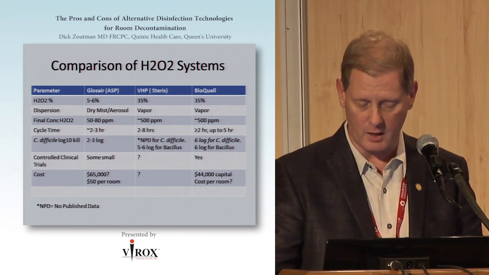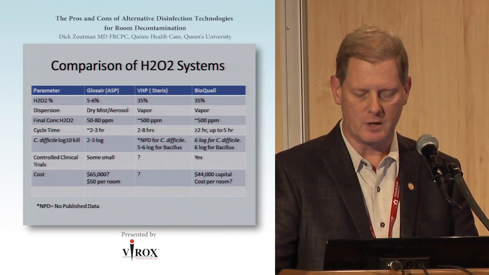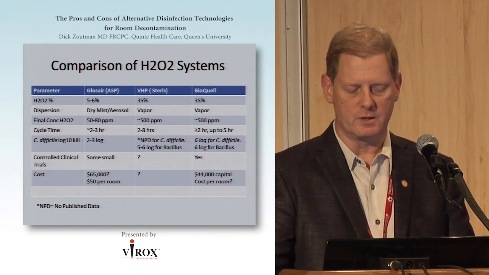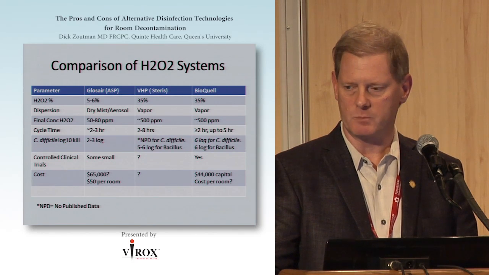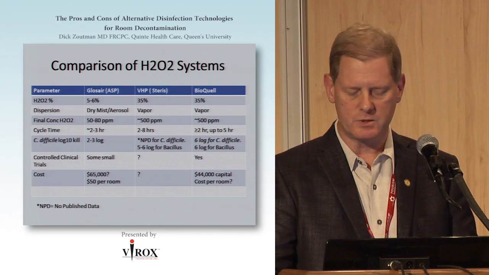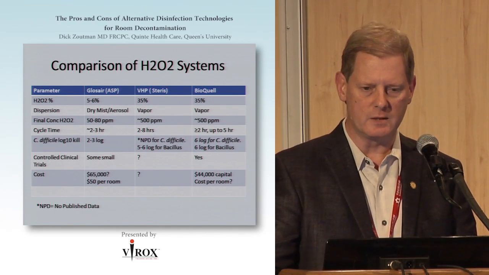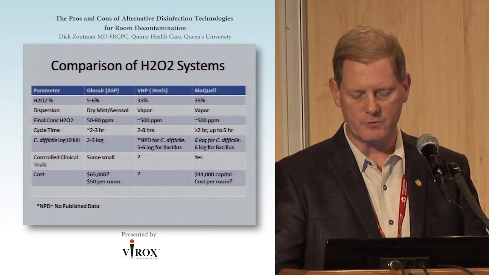They use different products and different concentrations of hydrogen peroxide. The Steris and the Bioquell systems are a vapor, a gas phase, whereas the Glossair is more a dry mist aerosol phase. The concentrations achieved of hydrogen peroxide are substantially different. The cycle times are in hours, 2 to 3 to 8, depending on the circumstances. The log kill of C. difficile with the dry mist protocol is 2 to 3 logs.